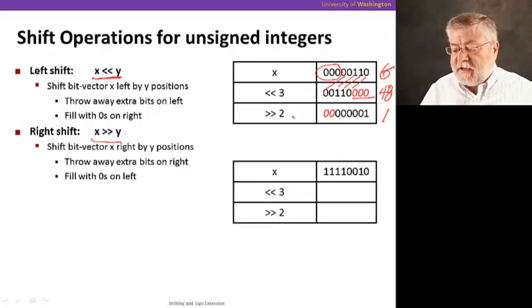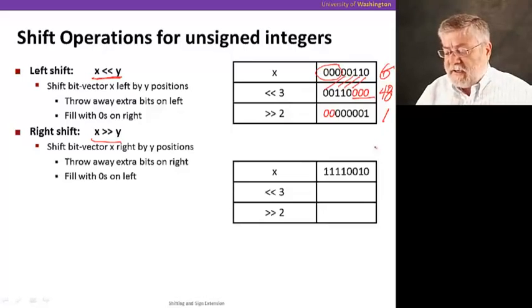Similarly, a shift to the right is a division operation. In this case, we took the 6 and divided it by 2 to the 2, or 4, and we got 1 as a result. Now you see, in fact, we probably wanted 1.5, but we can't represent fractional values. So it got rounded down to 1.